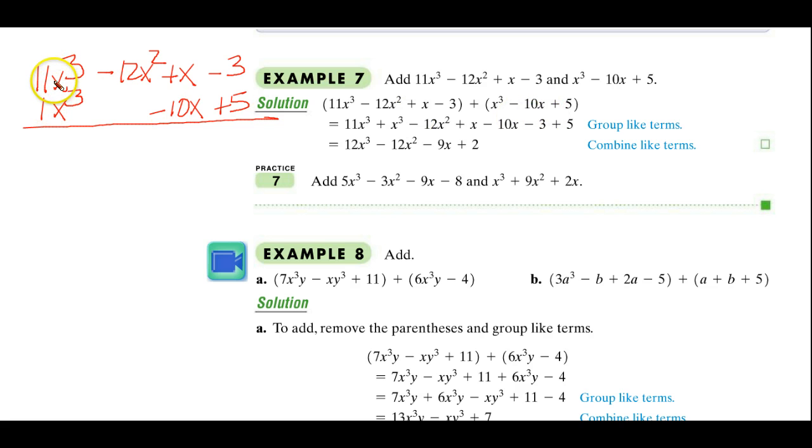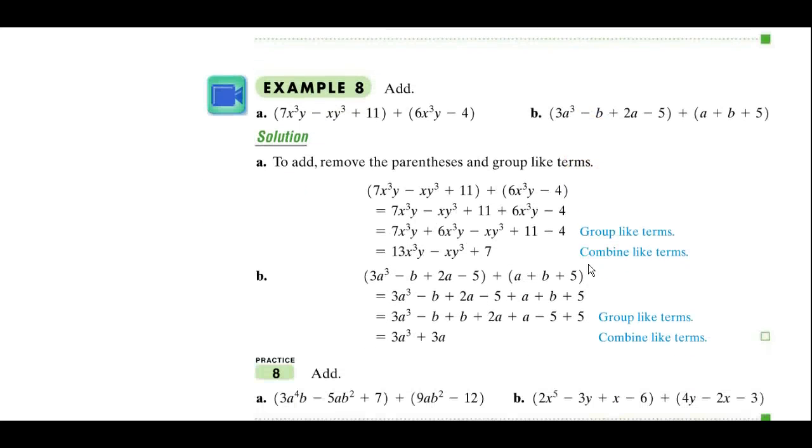And then hopefully your accuracy is good. This will be 12x to the third minus 12x squared. Now here we have a negative 10 and a 1, so this is going to be a negative 9x. Here we have a negative 3 and a positive 2, 5. You end up with a positive 2. Okay? Now you get the same answers horizontally, vertically. I like this idea. And there in your homework log, you're listing your like terms. Good technique.